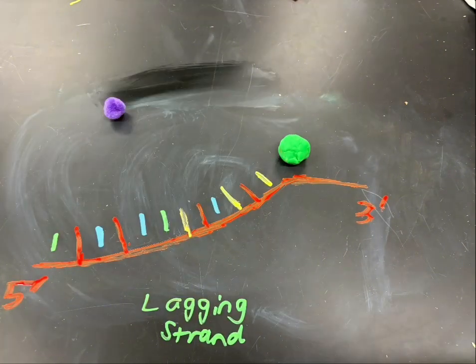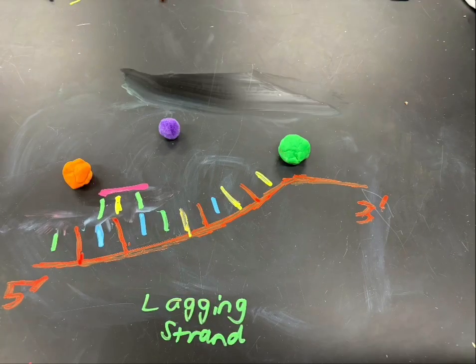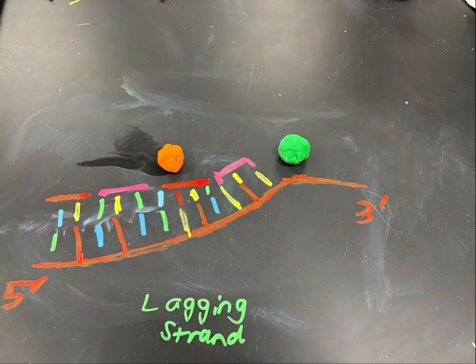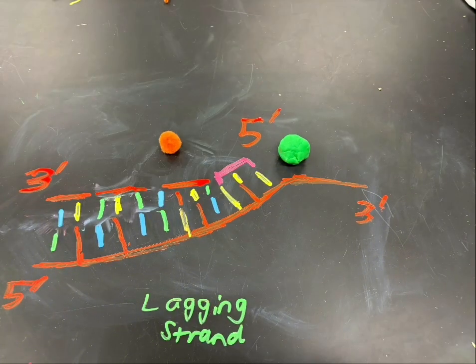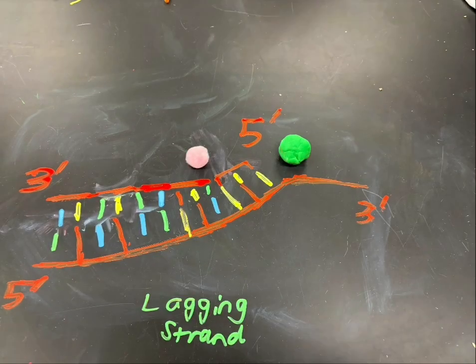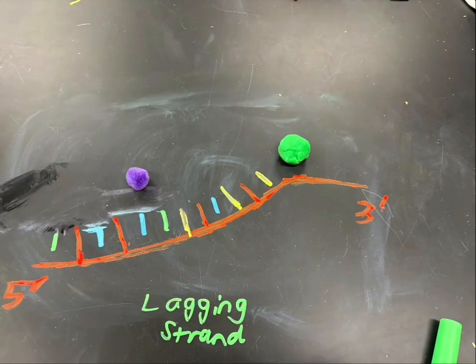While this is happening on the leading strand, the lagging strand is undergoing a similar process. However, since DNA is built from 5' to 3', DNA polymerase builds away from helicase after the primer is placed by RNA primase. So RNA primase has to add multiple RNA primers to the lagging strand, and multiple DNA polymerases are used to build DNA segments.